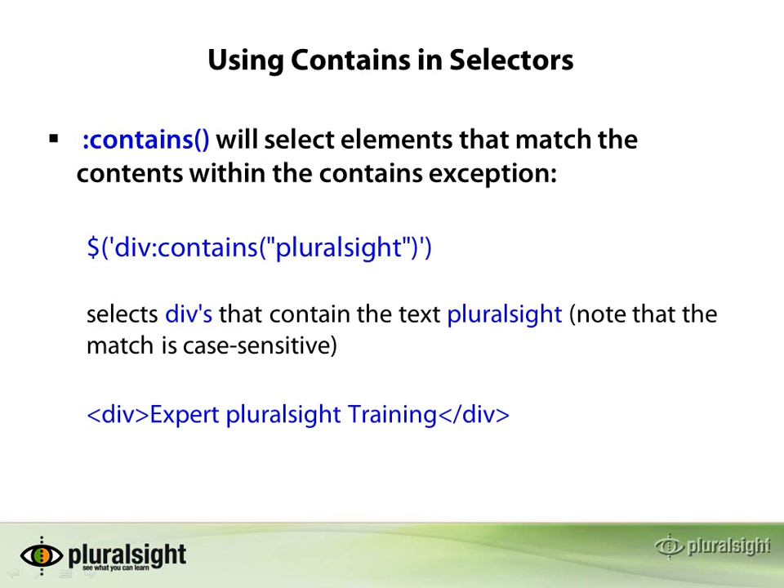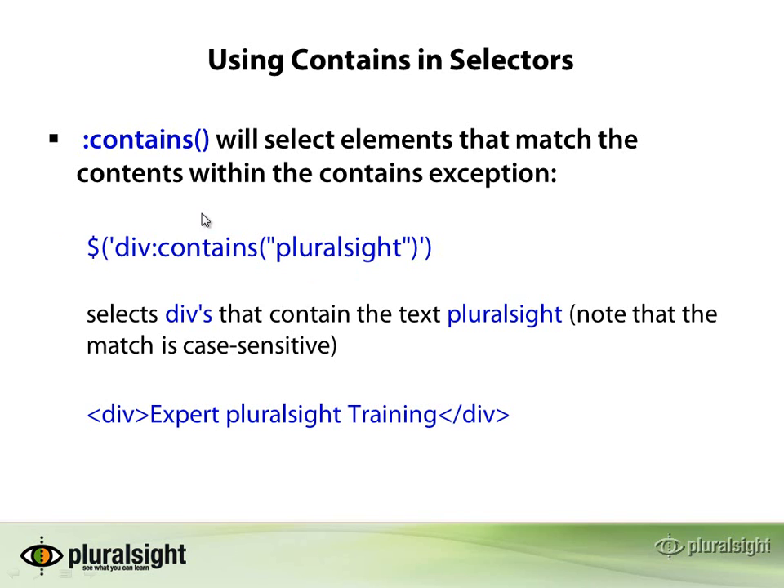Now contains allows you to search a given element for specific text. So in this example, you'll notice that we're going to search for a div, but we don't just want all divs. We want to select a div where that particular div contains the text pluralsight somewhere in the text. It could start it, it could end it, it could be in the middle, doesn't really matter. Now it is a case sensitive search, so be aware of that, because I've beat my head against the wall for a few minutes figuring out that particular point before.